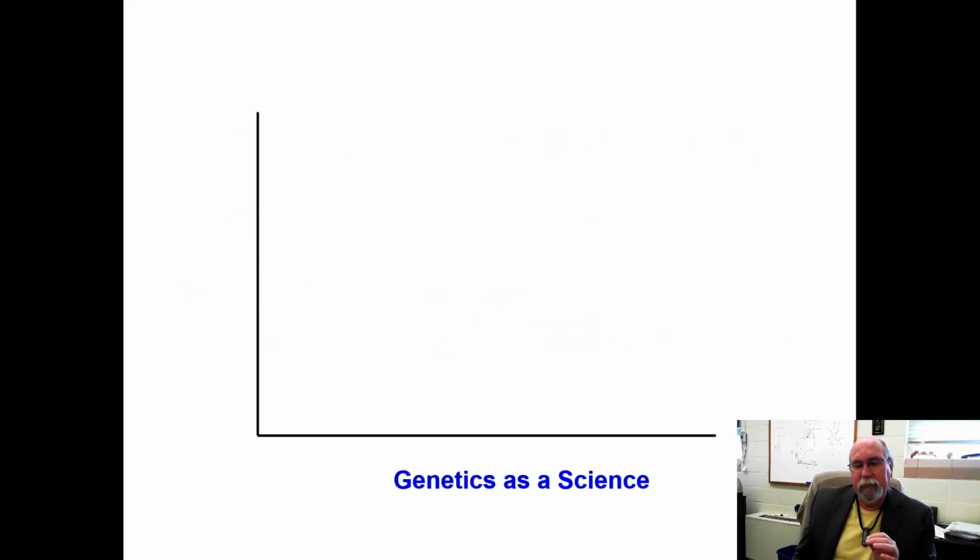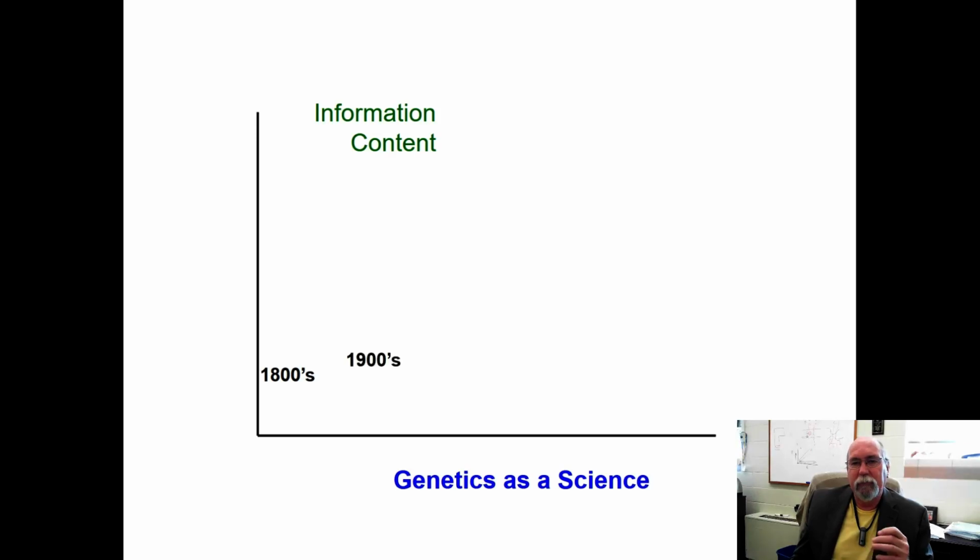All right, so think about genetics as a science. Just to give you a real broad view of the history of this, the information content, how much information is out there about genetics, has shown an amazing increase. If we're going to talk really about genetics, we have to go back into the 1800s with Mendel and people before that. And then we move into the period between the middle to late 1800s and the start of the 1900s.